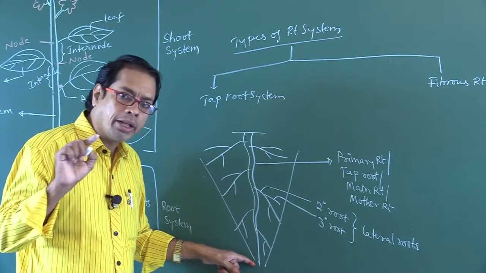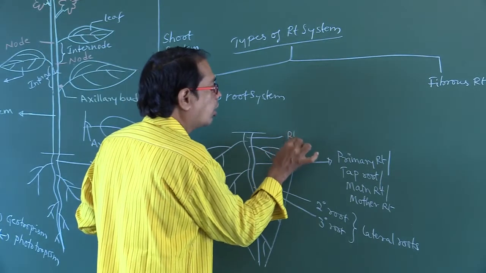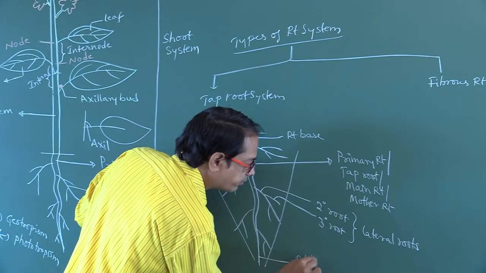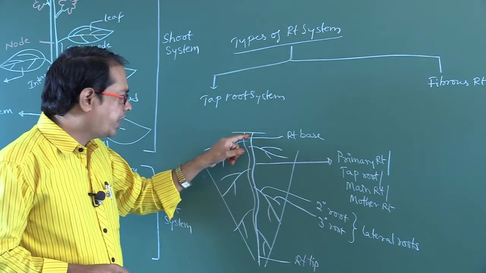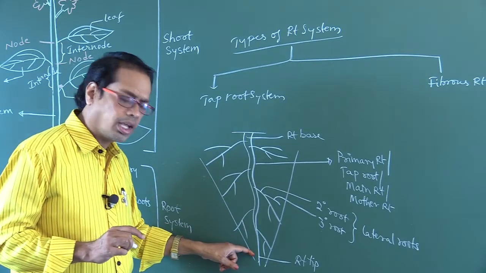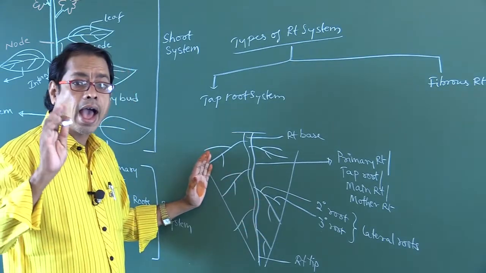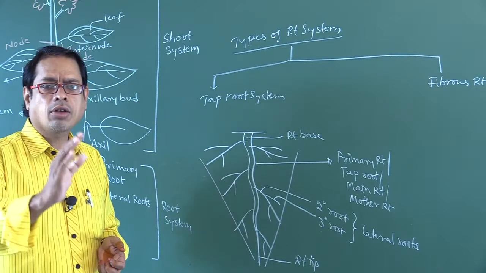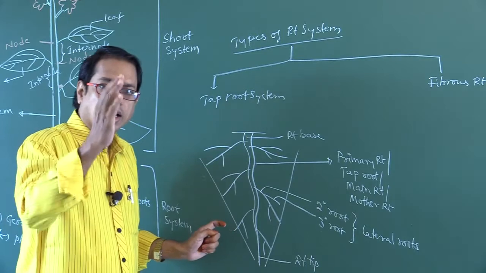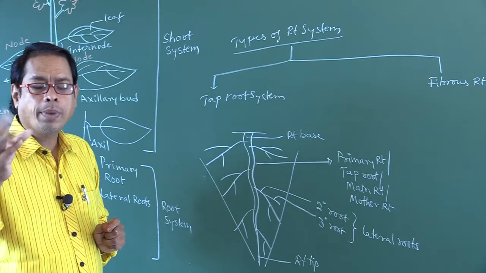This is the root tip. This is the root base. The base of the root contains longer lateral roots. The tip of the root contains shorter lateral roots. So all the lateral roots are arranged in acropetal manner. The lateral roots arrangement is oblique and acropetal. Root hairs are also in acropetal manner.